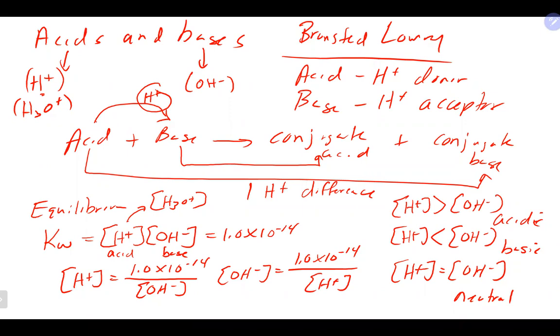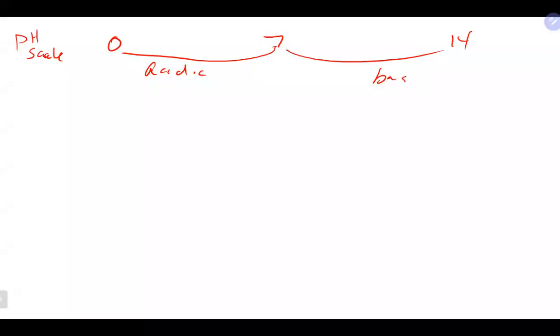I think we finished up talking about the pH there and the pH scale. The pH scale runs from 0 to 7 to 14. Again, below 7 is acidic, above 7 is basic.